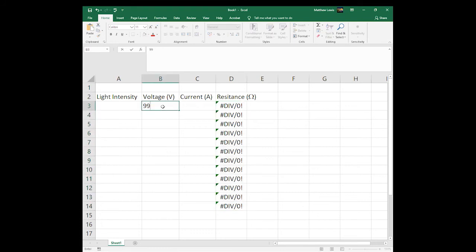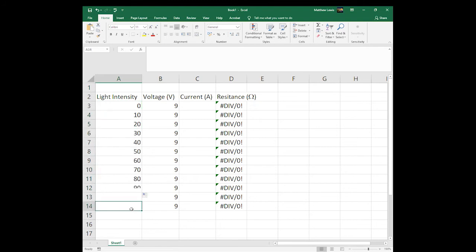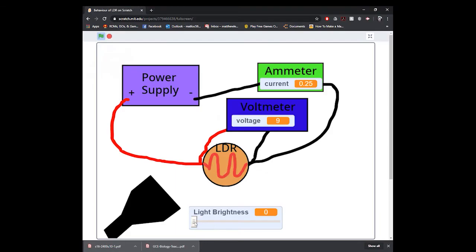Now the voltage for each of these is going to be 9 volts, it's not going to change. And the light intensity I want you to measure, I want you to go up in tens, up to, I think it goes up to 100. And the way we're going to do that is we change the brightness down here.